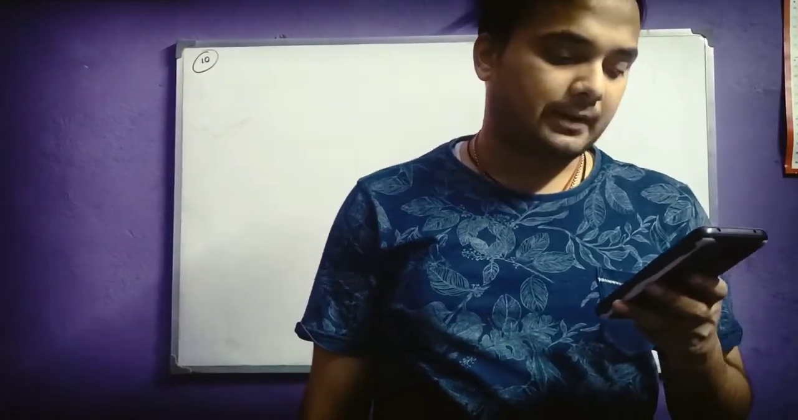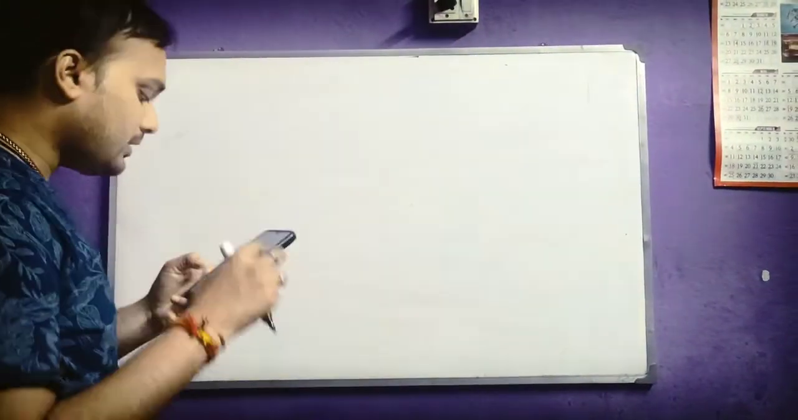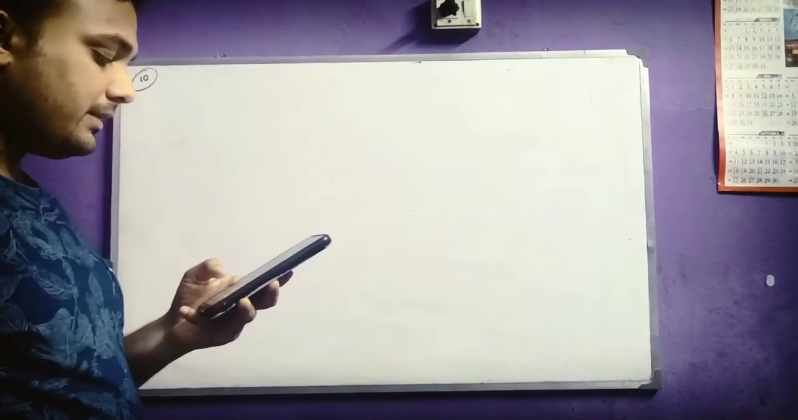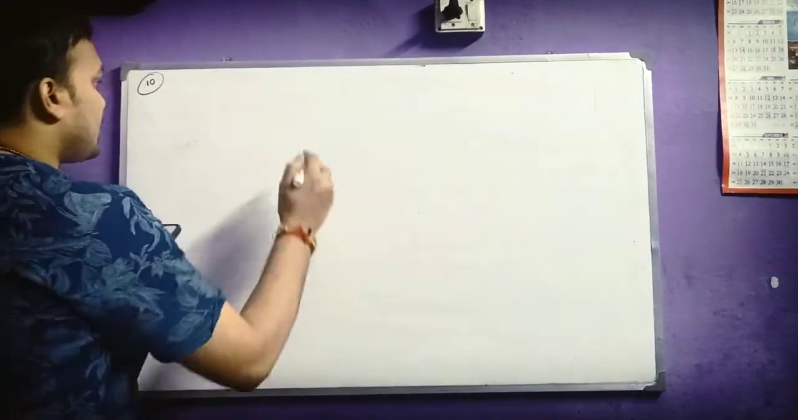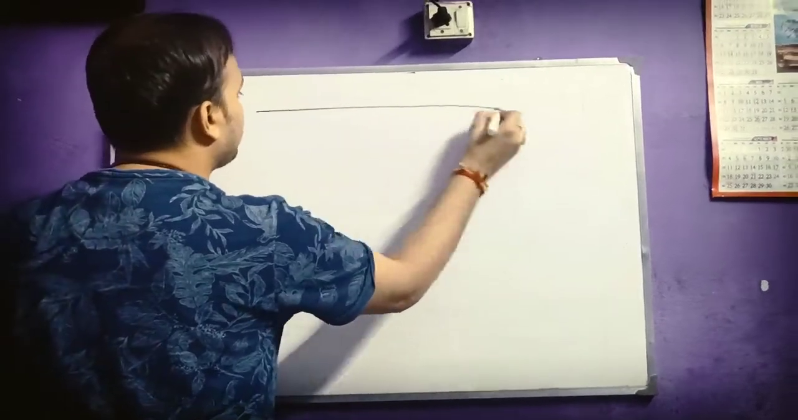So the 10th question: 100 surnames were randomly picked up from a local telephone directory, and the frequency distribution of the number of letters in the English alphabets in the surnames is obtained as follows. Determine the median number of letters in the surnames. First you have to make the table, because the table is very important for finding the median. First you have to make the table with all the important columns. So the table will be like this.